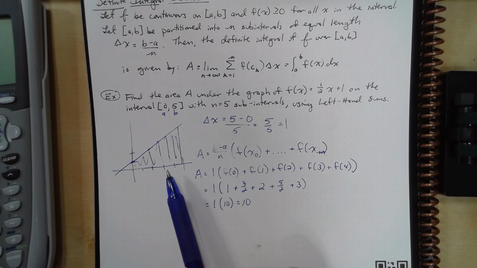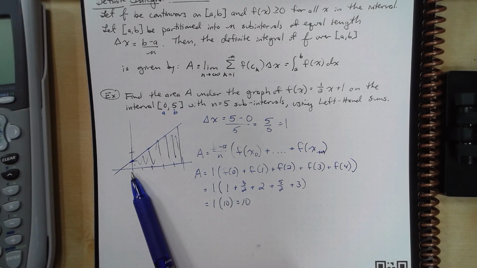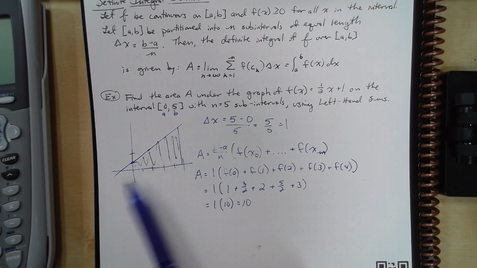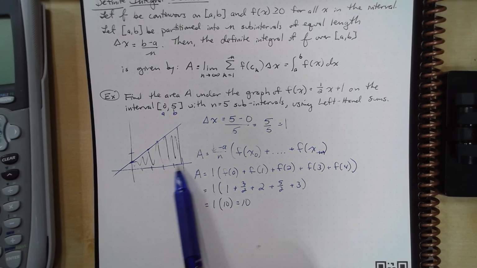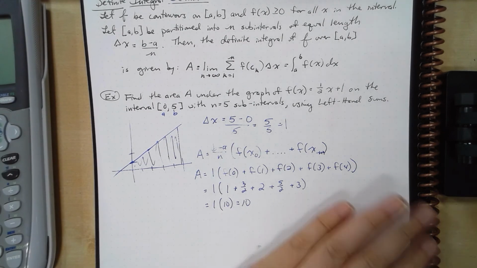Now, if I wanted to do this from the right-hand side, I would just do this exact same work, but instead of starting at 0, I would start from 1. And actually, if I were doing it, I would probably start at 5 and then go backwards, just because I think it's easier to think of it that way. So let's do some of those.